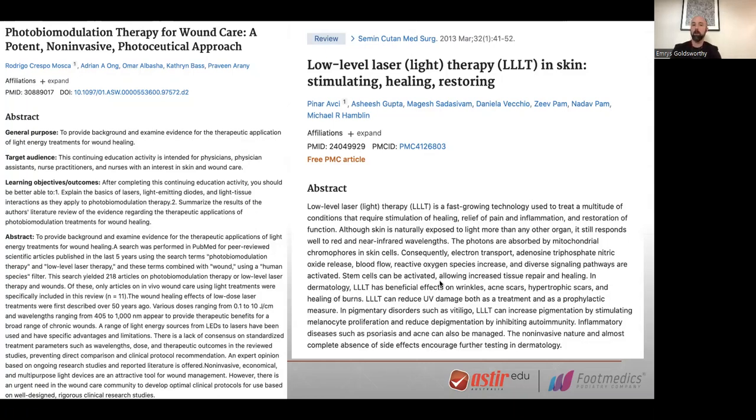In dermatology, low-level laser is beneficial for numerous conditions, according to this paper. Wrinkles, acne, hypertrophic scars, healing of burns, which makes sense again with wound care, all of which are basically to do with the same mechanisms by which laser helps to repair bone, helps to repair tendon, etc. All the same mechanisms involved. So the other thing to consider is just inflammation in the skin, not necessarily damage. So things like psoriasis and acne, all of which can be approached with laser.